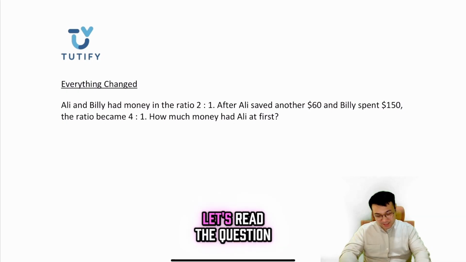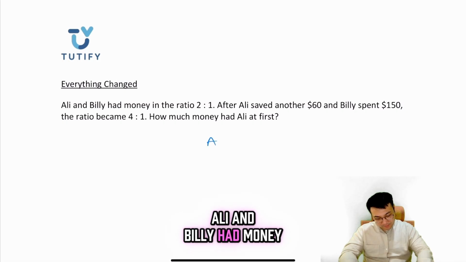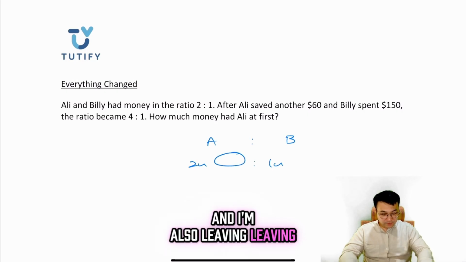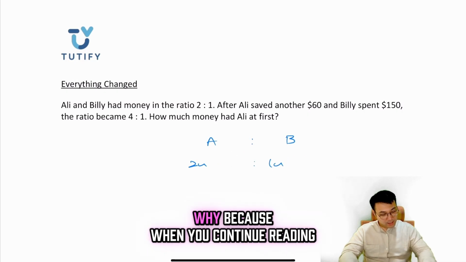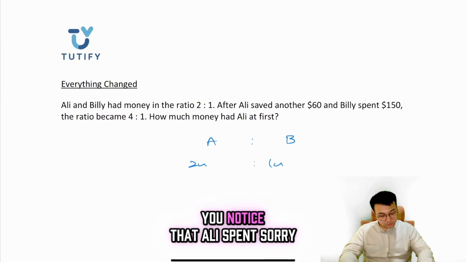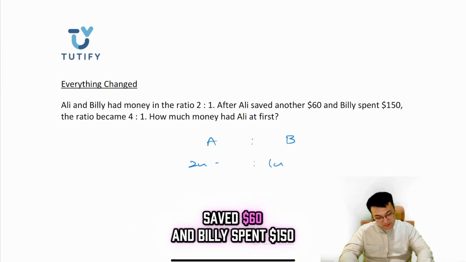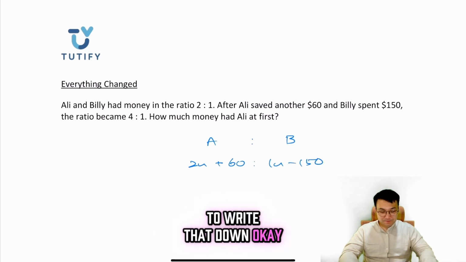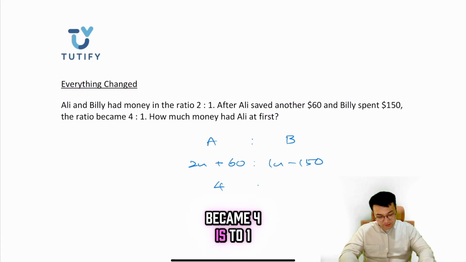Everything changed. Let's read the question. Ali and Billy had money in the ratio 2:1. Notice that I'm writing units, and I'm also leaving a lot of empty space here. Why? Because when you continue reading, you notice that Ali saved $60 and Billy spent $150. So it gives me space to write that down, okay? In the end, the ratio became 4:1.